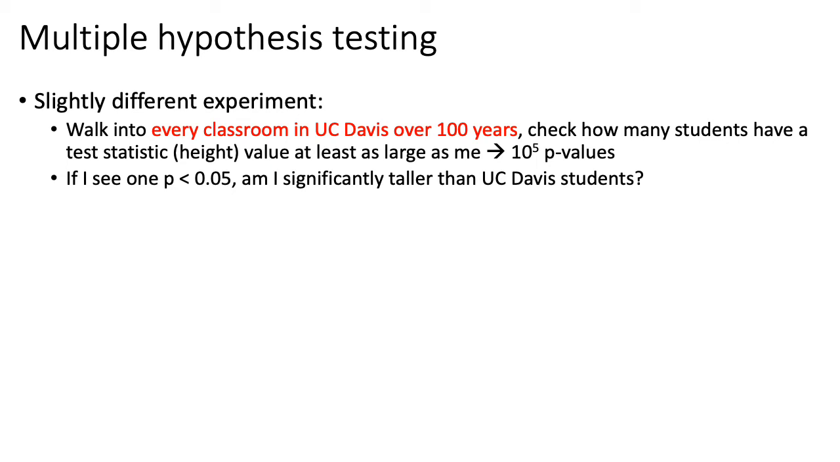Great. And so that is essentially the multiple hypothesis testing problem, which is that if you keep performing tests over and over again, you can't just look at the p-values individually and wait until you see one that's less than 0.05 and then say, yay, I reject my null hypothesis. You have to take into consideration the fact that you're doing multiple tests.